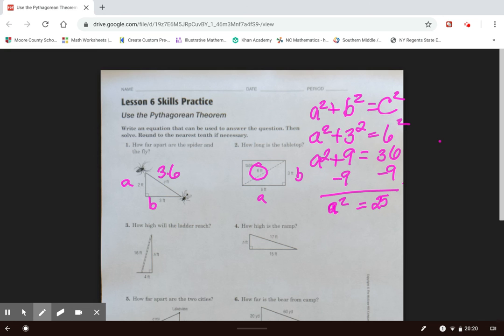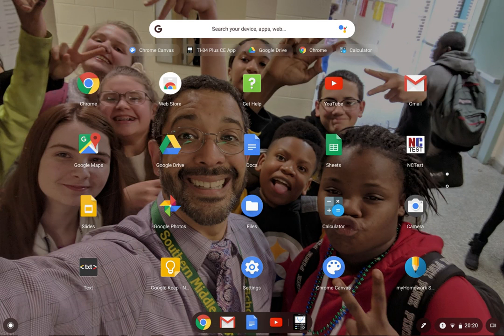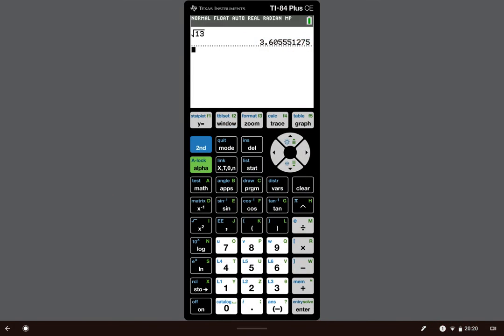Okay, now this is one of those perfect squares, so I should have memorized 5 times 5 is 25. But just in case you did not remember that, we can just go to our calculator, press the second function, square root, and there's the answer of 5.